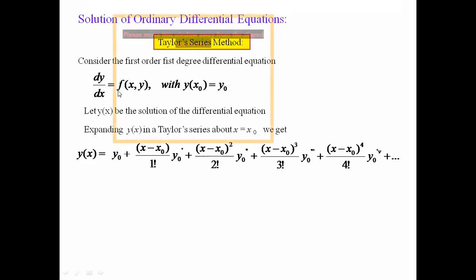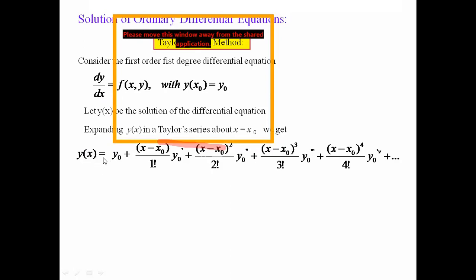Since y dash is known, if you differentiate this, it gives y double dash. Again differentiate, y triple dash. Like that, successively differentiate and for each derivative, get the value at the point x naught. That gives values like y0 dash, y0 double dash, y0 triple dash. Continue like this and write this series. Once the series is obtained, if you want to find the value of y at a particular point, put that value here. That gives the solution. This way of solving the differential equation is called the Taylor series method.